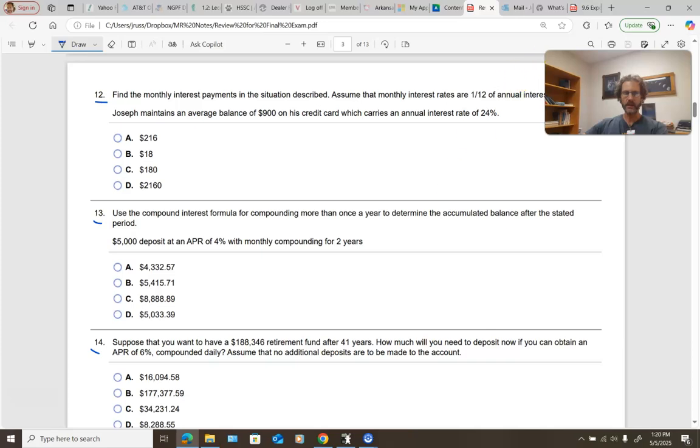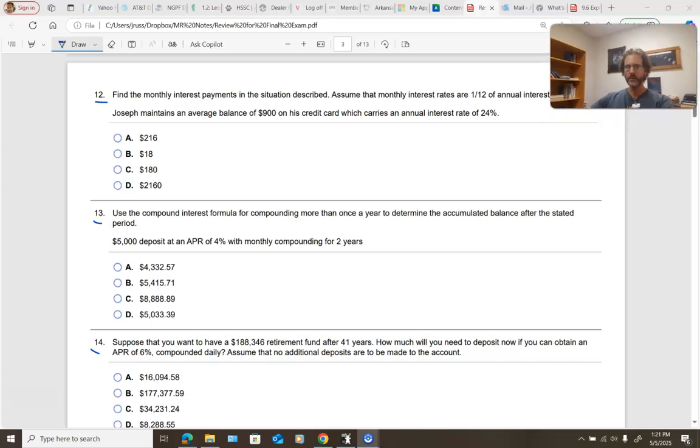Alright, number 12, it says, find the monthly interest payments in the situation described. Assume that monthly interest rates are 1/12 of the annual interest rate. And it says Joseph maintains an average balance of $900 on his credit card, which carries an annual interest rate of 24%. Okay. First thing we need to do is figure out what that monthly interest rate is. So if the annual interest rate is 24%, just divide it by 12. And you get 2%, okay, monthly.